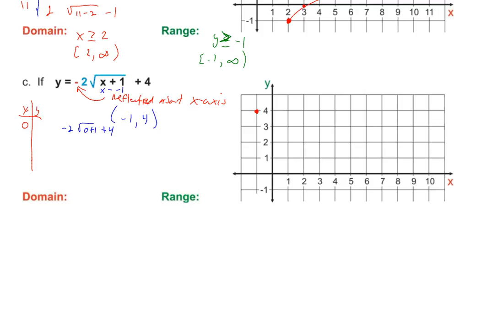Square root of 1 is 1. 1 times -2 is -2. -2 plus 4 is 2. And we're at the point 0, 2. Oh, it's looking steeper already. And again, remember, we're expecting it to be reflected, right?